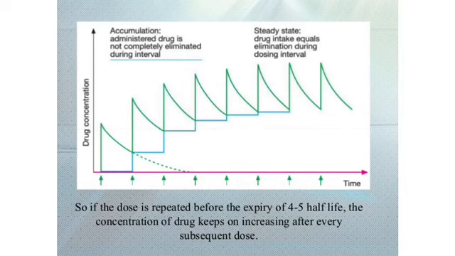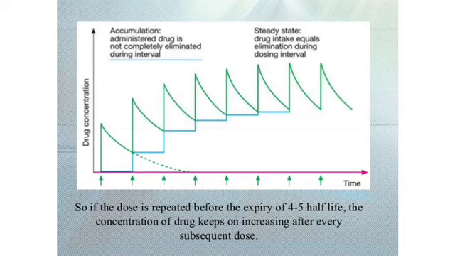Notice here, the dose is repeated before the expiry of 4 to 5 half-lives. The concentration of drug keeps on increasing after every subsequent dose. What happens here is that it does not drop to zero. So, before it falls down, you have already given the next dose, and you still have drug inside the plasma or inside the blood. So, you will not run out of drug concentration inside the body, ready to elicit the effect.